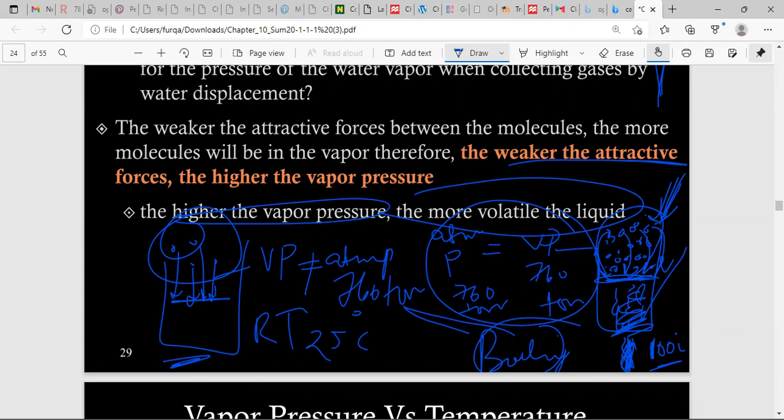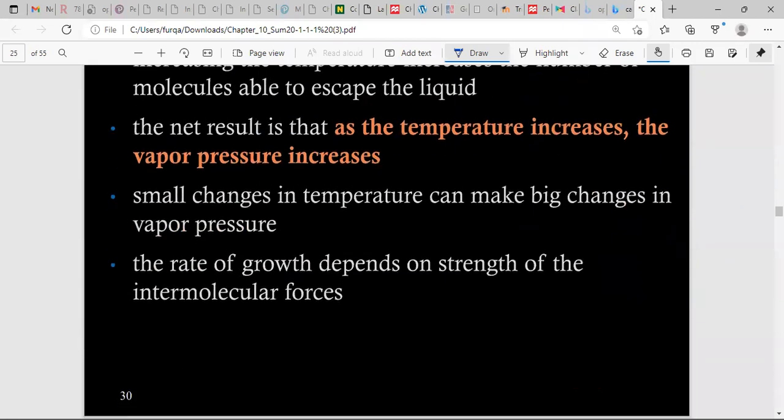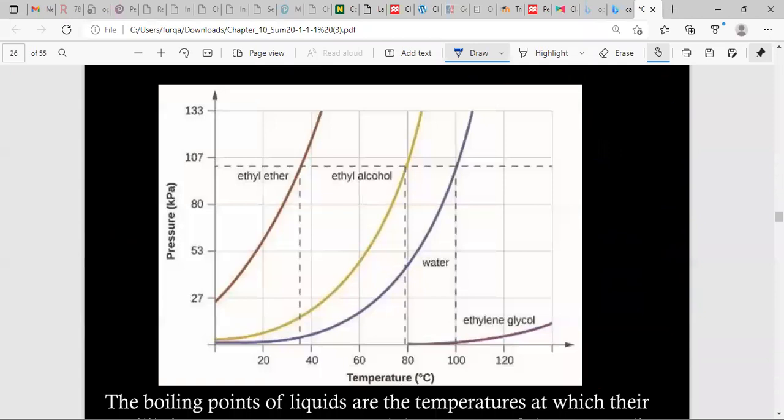So the weaker the attractive force is, the higher the vapor pressure. So if we boil acetone, it's going to boil at a very low temperature compared to water. So the intermolecular forces are playing their role. Small changes in temperature can make big changes in vapor pressure. There's a relationship that we are discussing here.